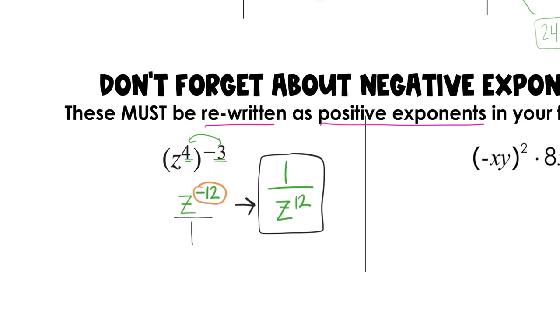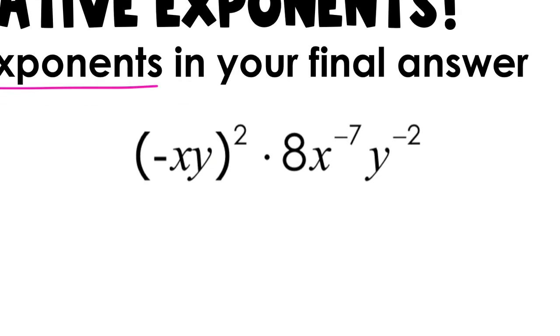So basically you just treat everything like normal, except if you see negatives in your answer, you got to simplify that a little bit further to get rid of those negatives. So let's take a look at this one over here. This one has a few different steps.